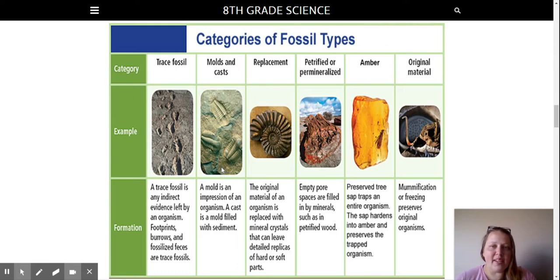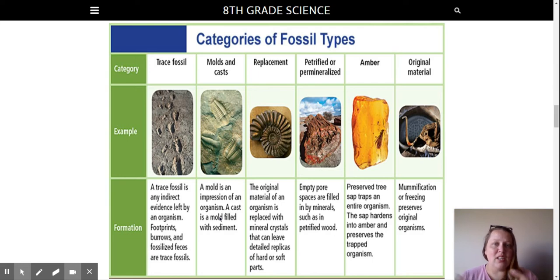Then you have a mold or a cast. A mold is an impression of an organism. So think of someone or something that's concave that's been pressed down, an impression. Okay, that's an impression fossil. A trace fossil can also be an impression fossil. A cast is a mold filled up with sediment.